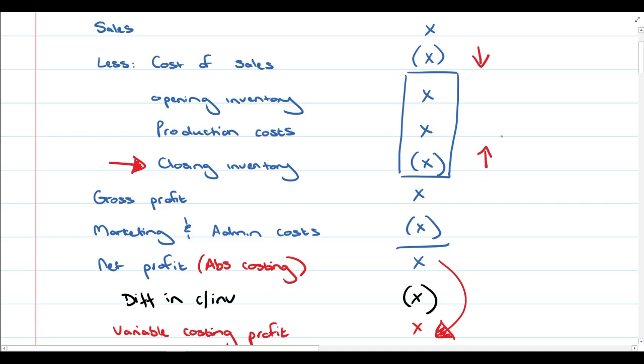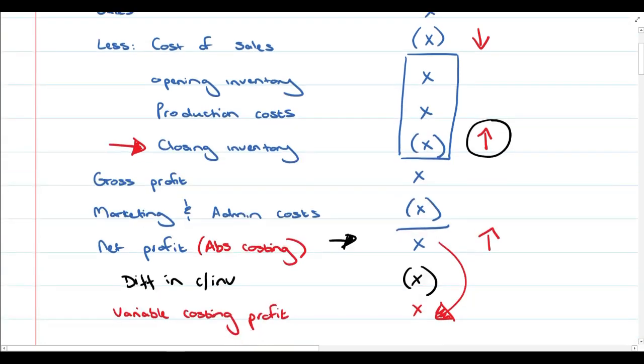So if we are using absorption costing, cost of sales is less than what it would be if we were using variable costing. Now, if cost of sales is less, so your expenses are lower, it means your profit over here is going to be higher. So the absorption costing profit is higher than the variable costing profit because of these fixed manufacturing overheads that are being included in the value of inventory. So if we want to calculate the variable costing profit, we therefore need to deduct the difference in closing inventory, because this absorption costing profit is higher and the variable costing profit should be lower.